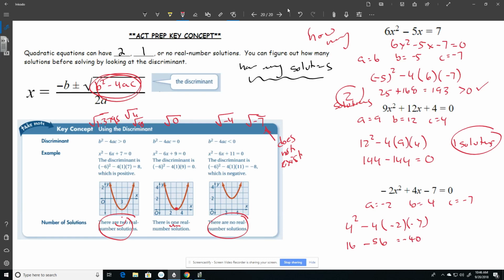Okay. Negative 40 is less than 0. So there are no solutions in the real world. I should maybe put there's no real solutions. There's no real solutions to this function. So it looks like this. It never crosses the x-axis, so there's no real solutions.